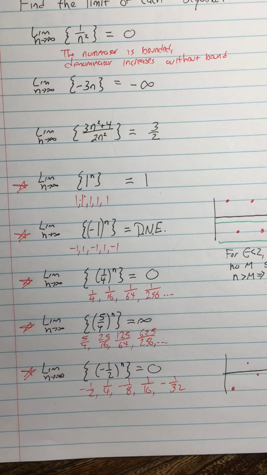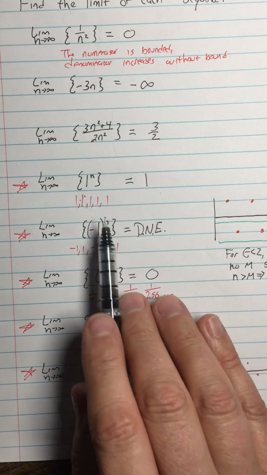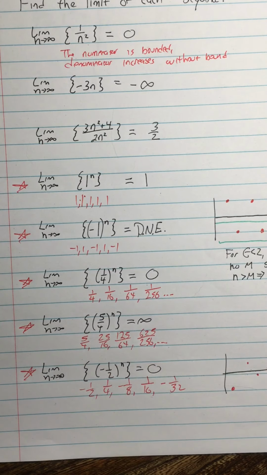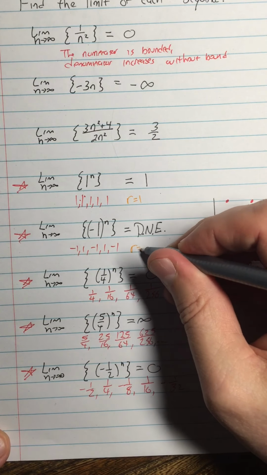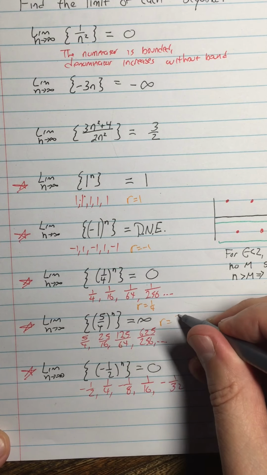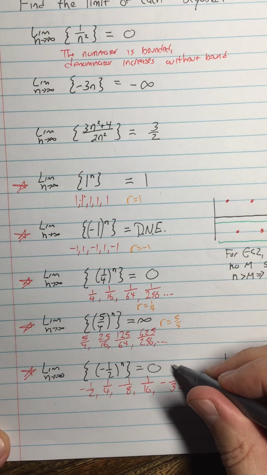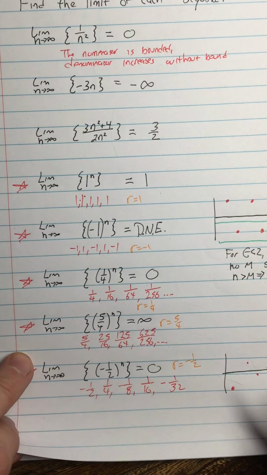All right, so now let's compare these things. I have 1 to the n, this geometric series. So let's observe that these are all geometric. This one is with r equals 1. This one is r equals -1. This is r equals 1/4. This is r equals 5/4. And this is r equals -1/2. All right, so we can make a generalization about the limits of geometric sequences.